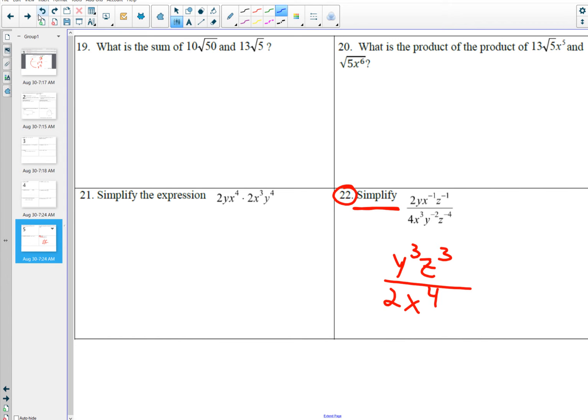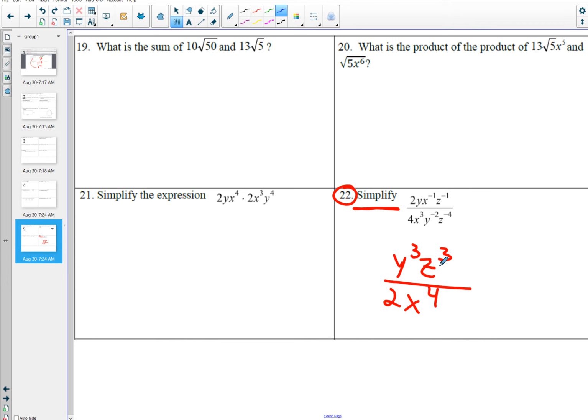Okay, now for the z's, negative 1 and negative 4. Which number is greater? Negative 1. So what is negative 1 minus negative 4? Also positive 3, and because the greater number was in the numerator, the z to the third goes in the numerator, and you're done.